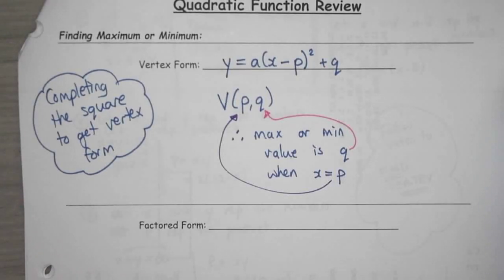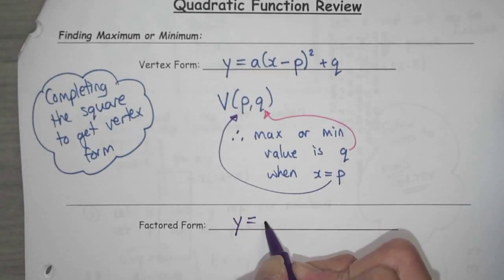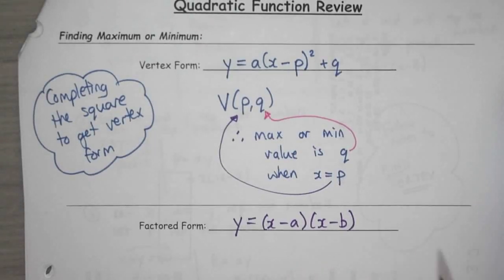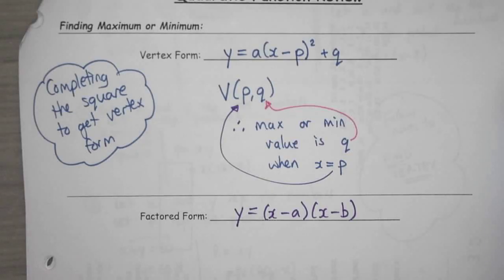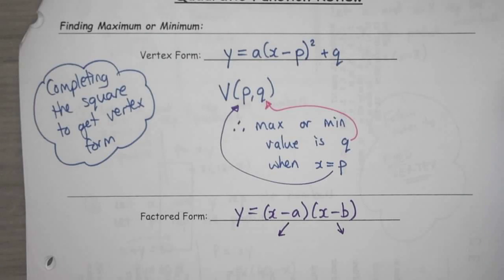If you have factored form, that would look like this: y equals a(x minus a)(x minus b), I'll use a and b. So you might have factored form, so we know what factored form is. You can take these two roots and say those are my roots: x equals a, and here x equals b. Does that make sense? From the stuff we did before, x equals a, x equals b. And then you would find your vertex x by going (a plus b) divided by 2.